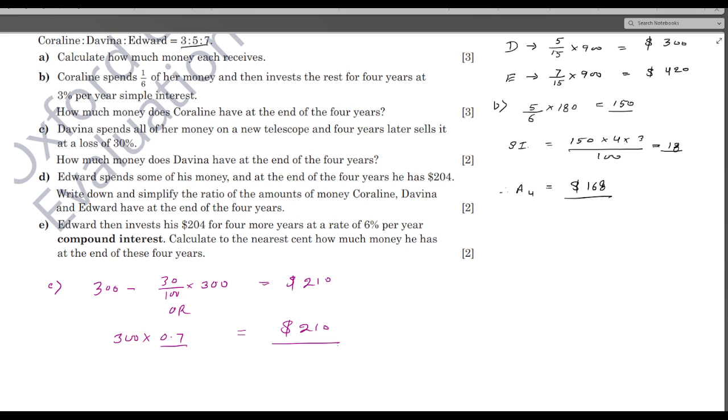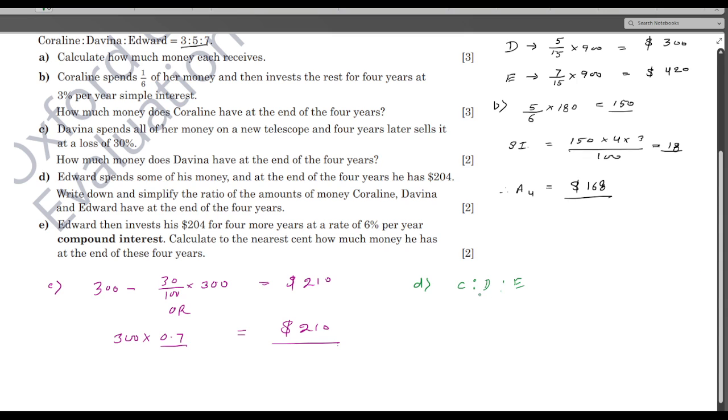Now part D. Part D here is Edward spent some of his money, and at the end of 4 years he has $204. Write down and simplify the ratio of the amount of money Coraline, Davina and Edward have at the end of the 4 years. So at the end of 4 years, we have to find the ratio of C, D and E.